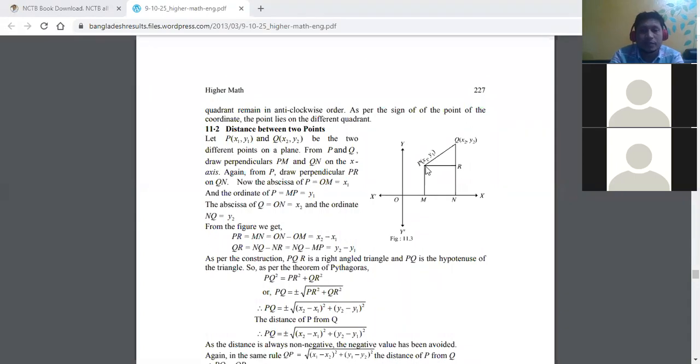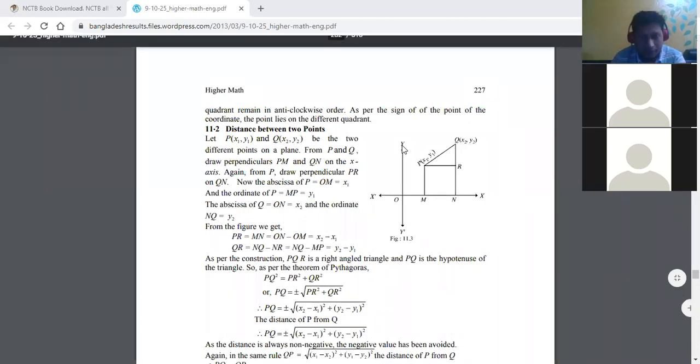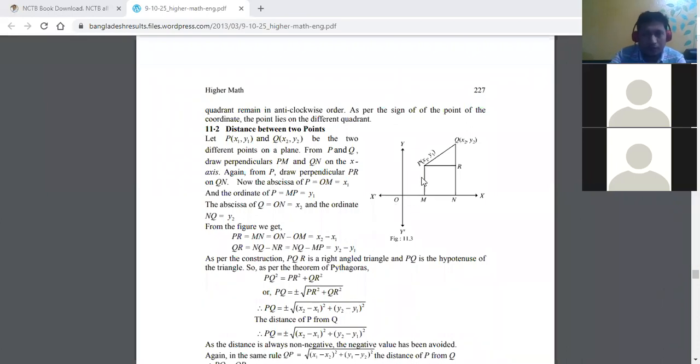Okay, so P and Q are 2 points. Now we have to know the perpendicular distance from the points P and Q to the x-axis. 2 perpendiculars are drawn here, PM and QN. PM is a perpendicular, QN is another perpendicular. We have drawn them to know what is x1, what is y1. Since we have drawn the perpendicular, PM equal to y1.